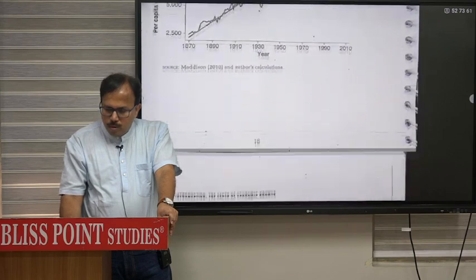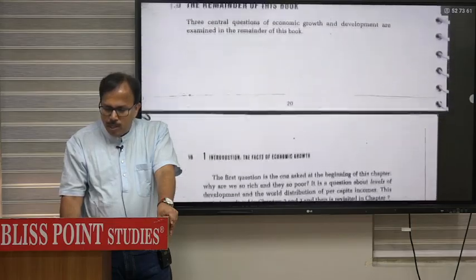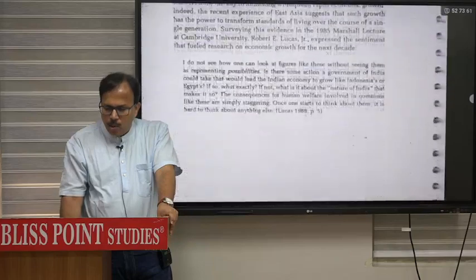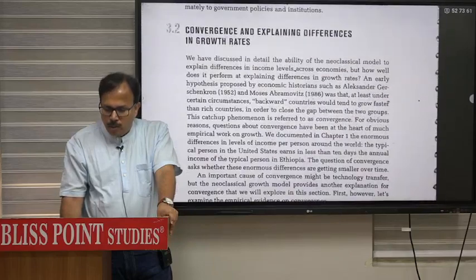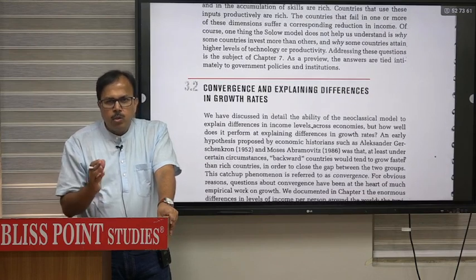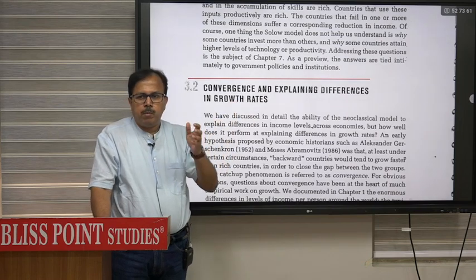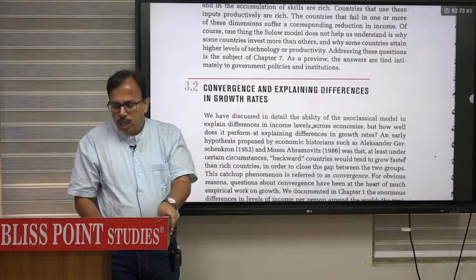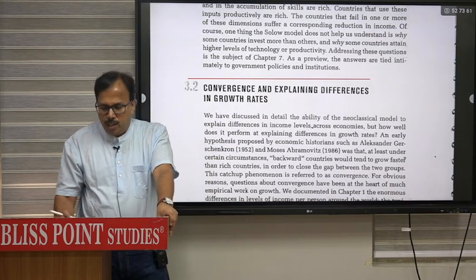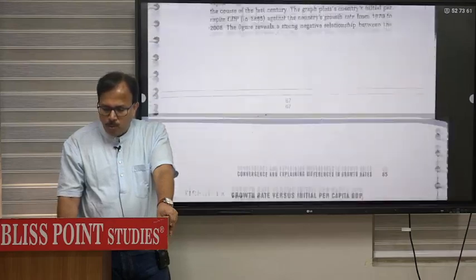So, not much content in unit number 1. The basic points I have just introduced you about the meaning of the term growth and development, and the convergence, that is chapter number 3. Better it will be covered after chapter number 2. So chapter number 2 में model का idea हो जाएगा and we will cover convergence along with that. Clear? So 3.2 will be covered after doing chapter number 2.